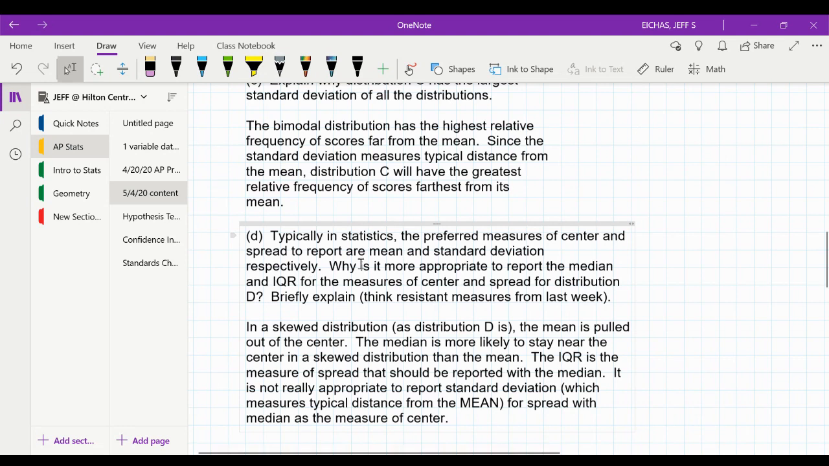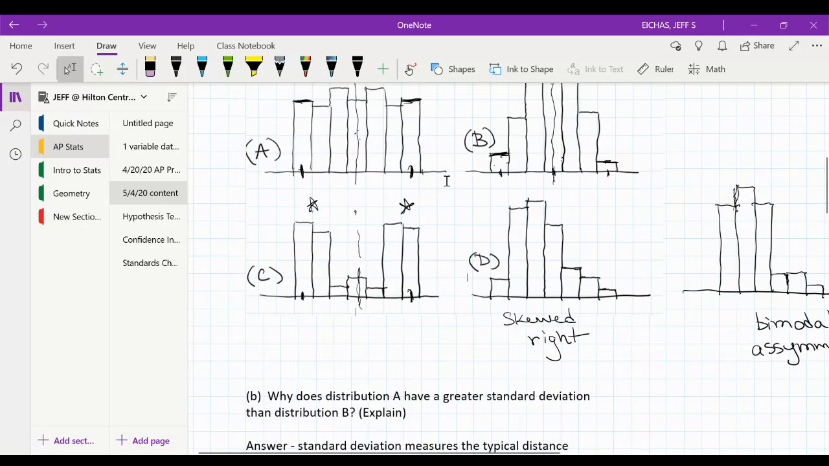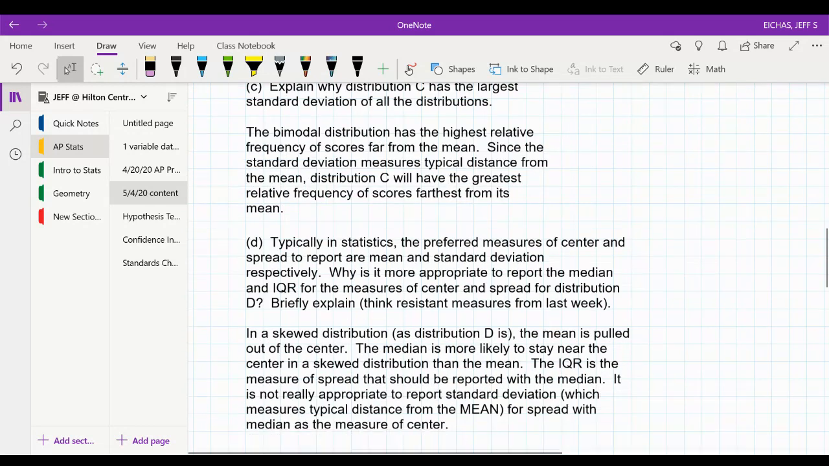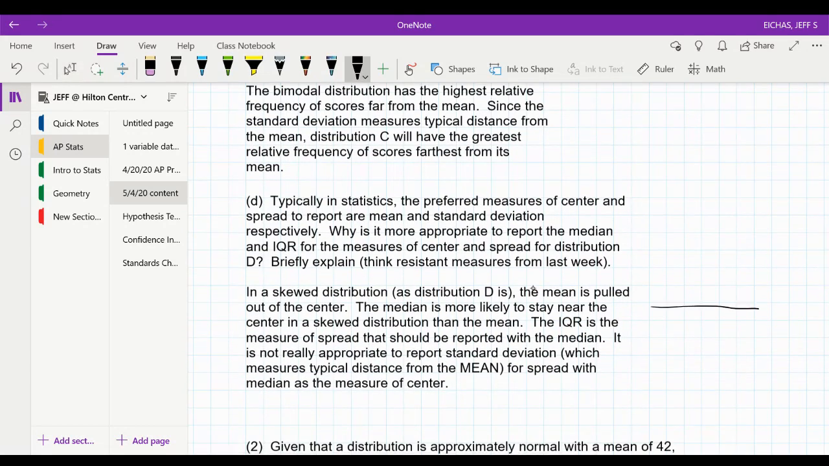But in this case, in D, why is it more appropriate to report the median and IQR for our measures of center and spread? Okay, that is because of the skewness. Skewed right distributions. I'll show you an even more significant one. For skewed right distributions, we'll make it a little bit more. So that would be a skewed right distribution.